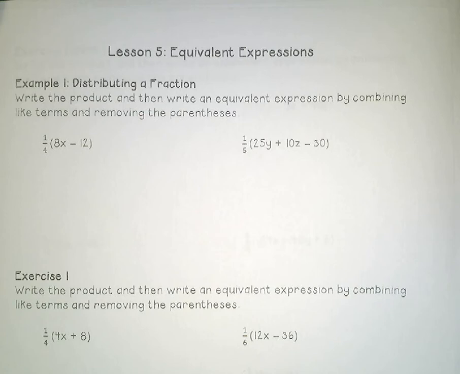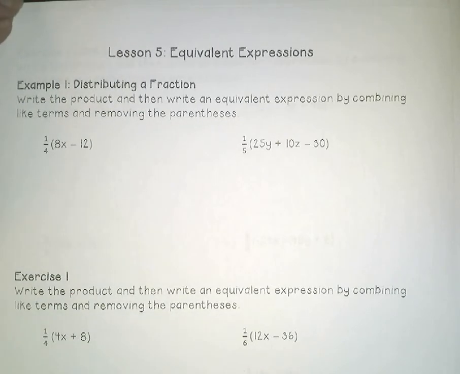The basics for this lesson we learned in lesson 3 when we talked about the distributive property. Now we are just practicing this distributive property and applying the rules that we've learned so far. So let's take a look at example 1, distributing a fraction. We already had those fractions in lesson 3. We need to write this product and then write an equivalent expression by combining like terms and removing the parentheses.